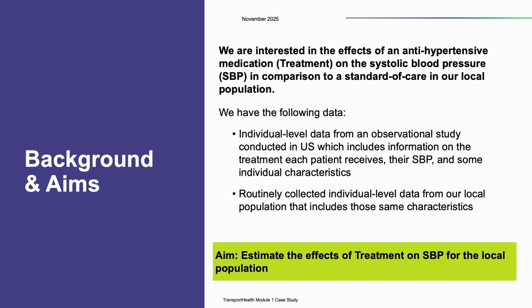So first, we have individual level data from an observational study conducted in the United States, which includes information on the treatment that each patient receives, their blood pressure, and then some other individual characteristics that might be related to treatment response. We also have another data set, which is our routinely collected individual level data from our local population, and that includes those same characteristics, but we don't have data on what treatment they received or their blood pressure. And the goal of this case study is to estimate the effects of treatment on blood pressure in our local population.